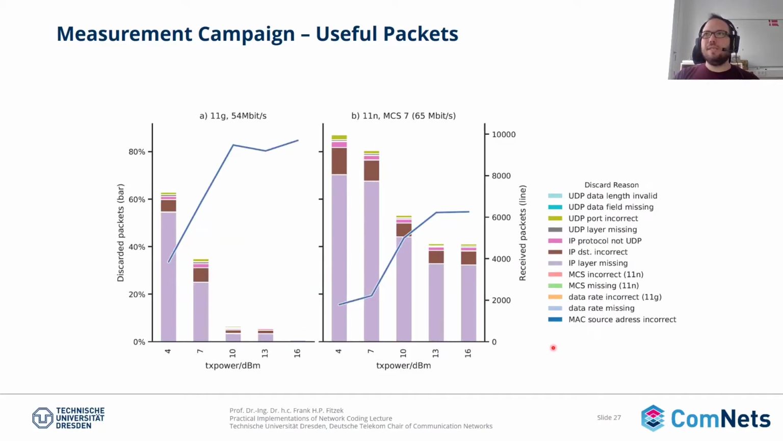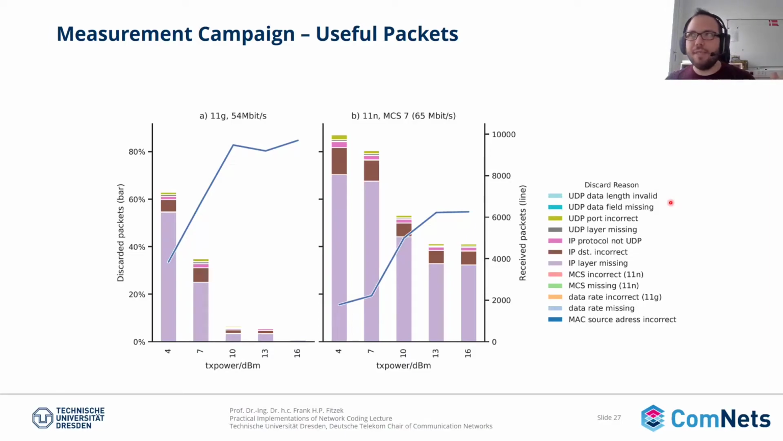We were also interested in evaluating why these packets were discarded. There are many reasons to discard these packets, and here you can see, for different transmit powers, the percentage of discarded packets, color-coded by reason. There are many reasons, like the UDP data length was invalid.